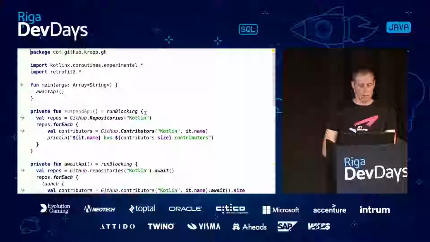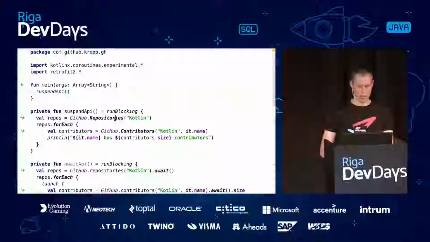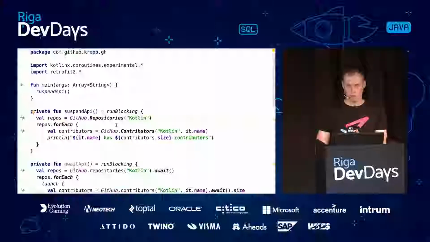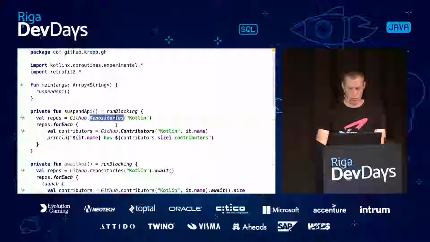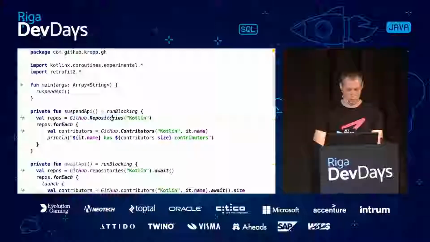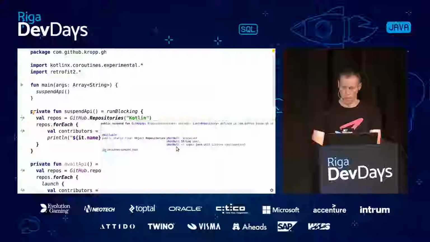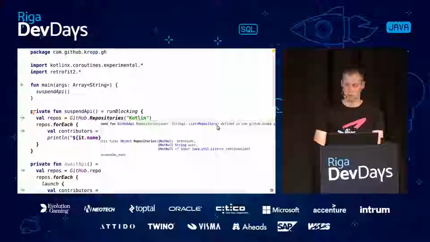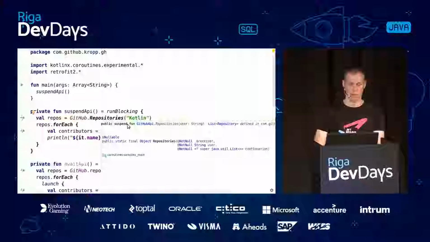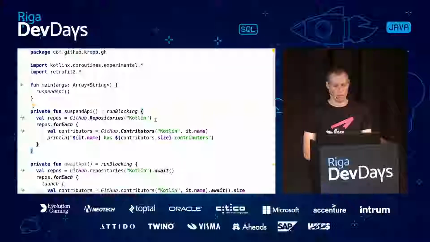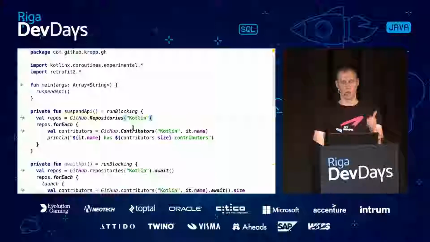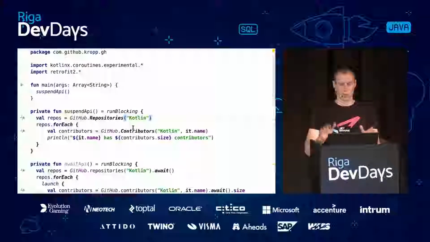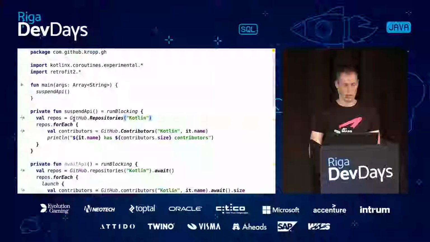To make this API even more idiomatic Kotlin, as we like to say, we can change the API methods. So I'll make it this way. This repositories method returns a list of repositories, and the trick is that it is a suspendable function. We'll get back to it in a moment. So now our code looks like any other sequential code, but under the hood it is suspendable, and it works asynchronously.